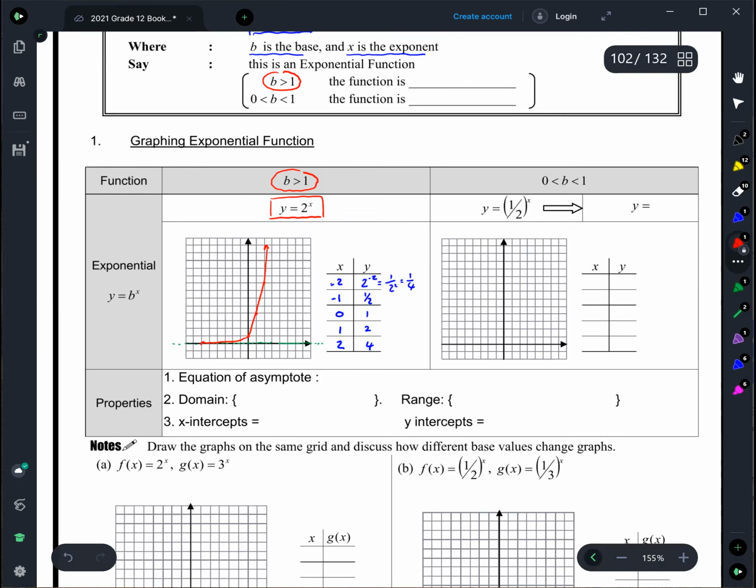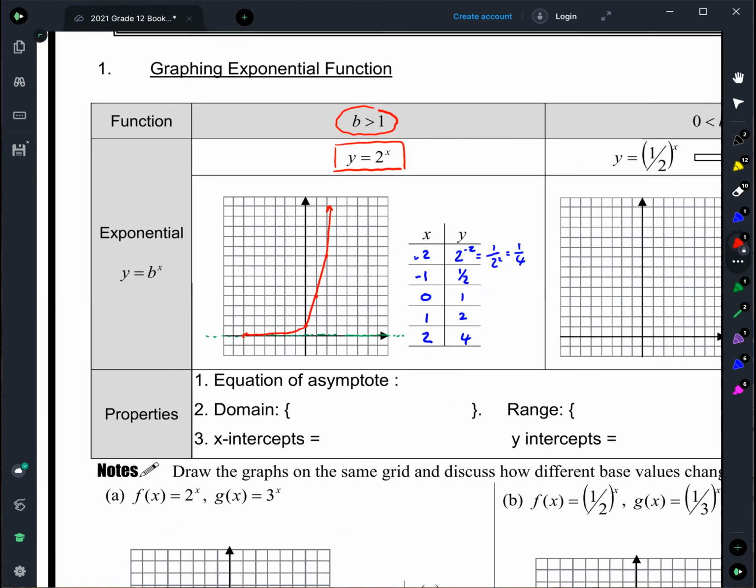All right, so if we look at the graph from left to right, you can look at it as rising up faster, right? As the x value gets bigger, the y gets higher. So this kind of function we say it's increasing. Whenever the base is bigger than 1, the graph will be increasing.